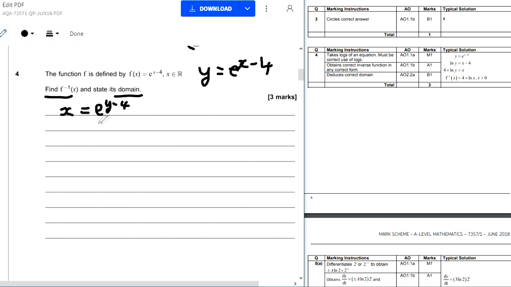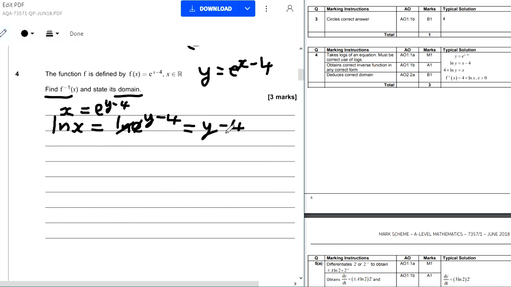And then this is just a process of trying to make y the subject of this equation. So first things first, we have an e, which means we have to get rid of that e. The way to get rid of the e is to use ln. So ln x equals ln of e to the y minus 4, where the ln and the e cancel, which gives y minus 4.